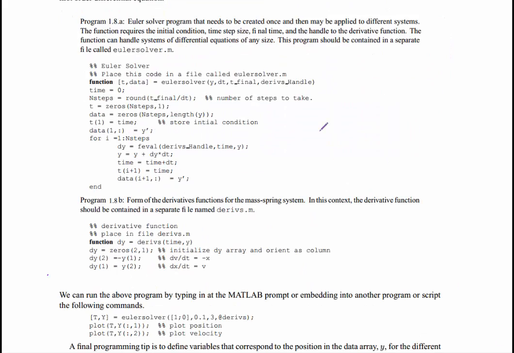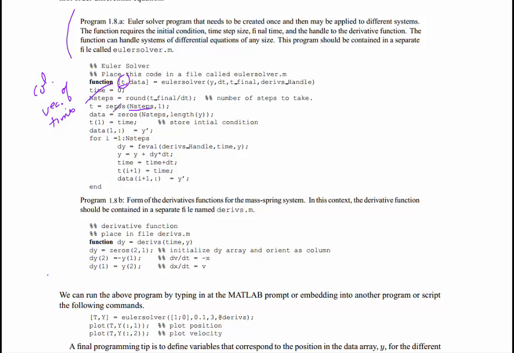Actually, the better program is right here. And this program is analogous to 1.6, which was the Euler method for first order scalar. This is now for a vector Euler solver. Similar organization. In this case, t is a vector of times. So that's going to be, okay, and notice that t is a column vector the way he's defined it.